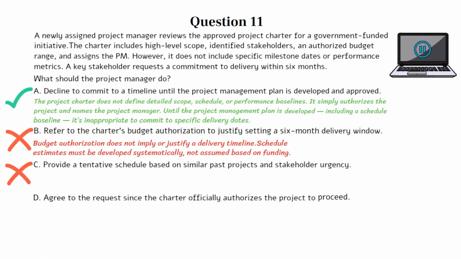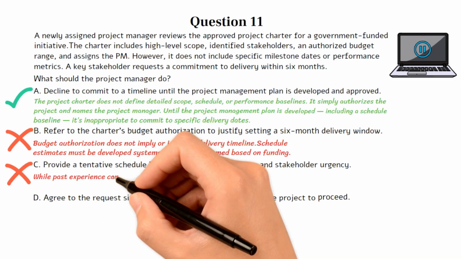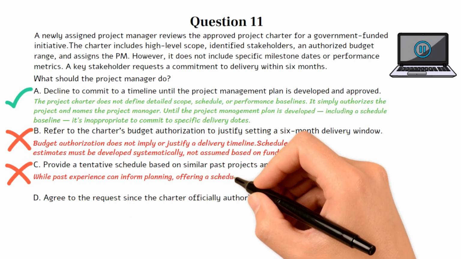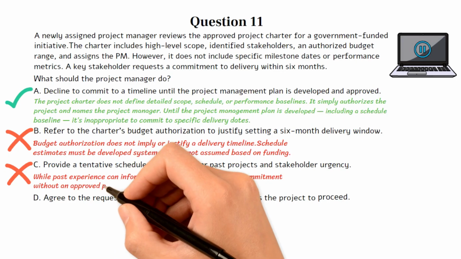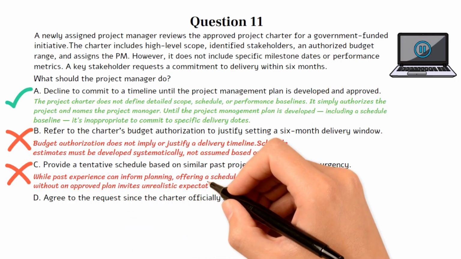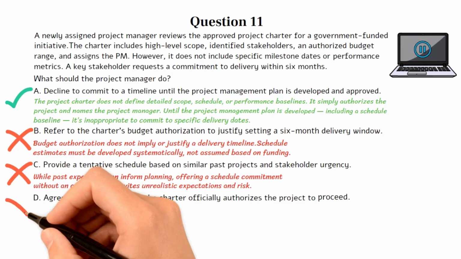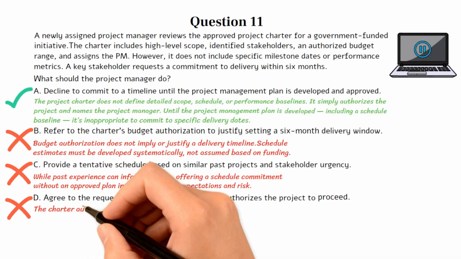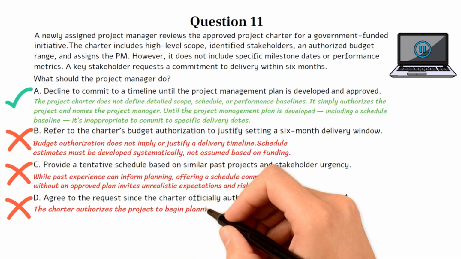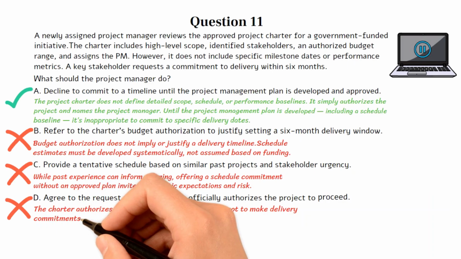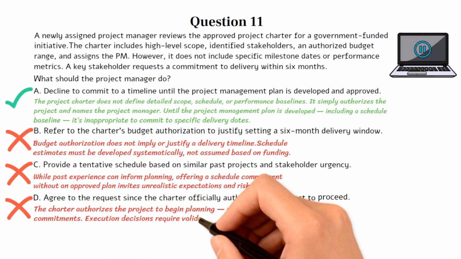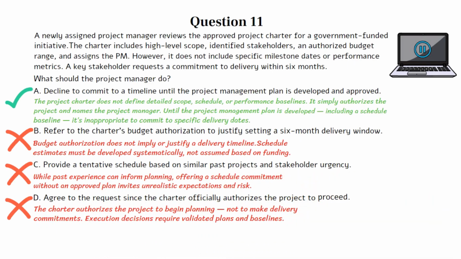Choice C is incorrect. While past experience can inform planning, offering a schedule commitment without an approved plan invites unrealistic expectations and risk. Choice D is incorrect. The charter authorizes the project to begin planning, not to make delivery commitments. Execution decisions require validated plans and baselines. Let's move on to the next question if you're ready.